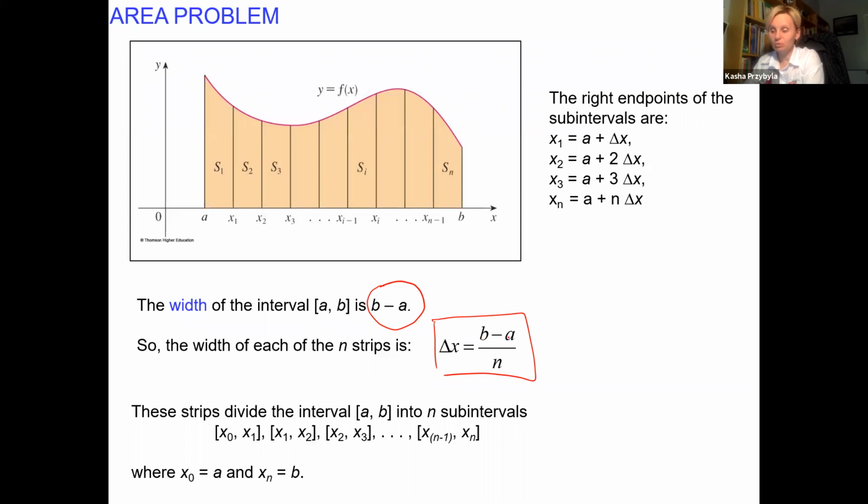We have B minus A, which of course is the length of the entire interval, and we are dividing by N. By N, because N could be 4 rectangles, I can divide by 40, 4,000, 4 million, a huge number, infinity, but N stays N. Yeah, that's what I have to keep, N.